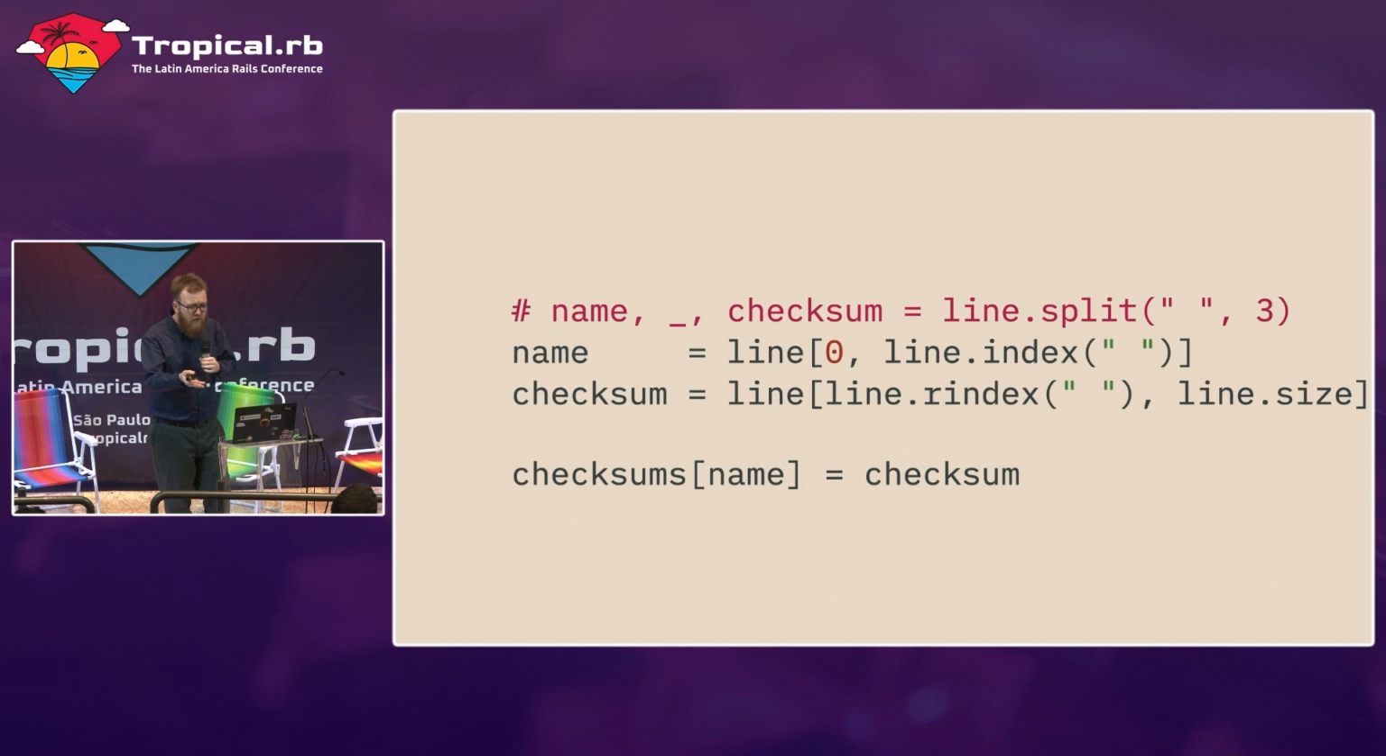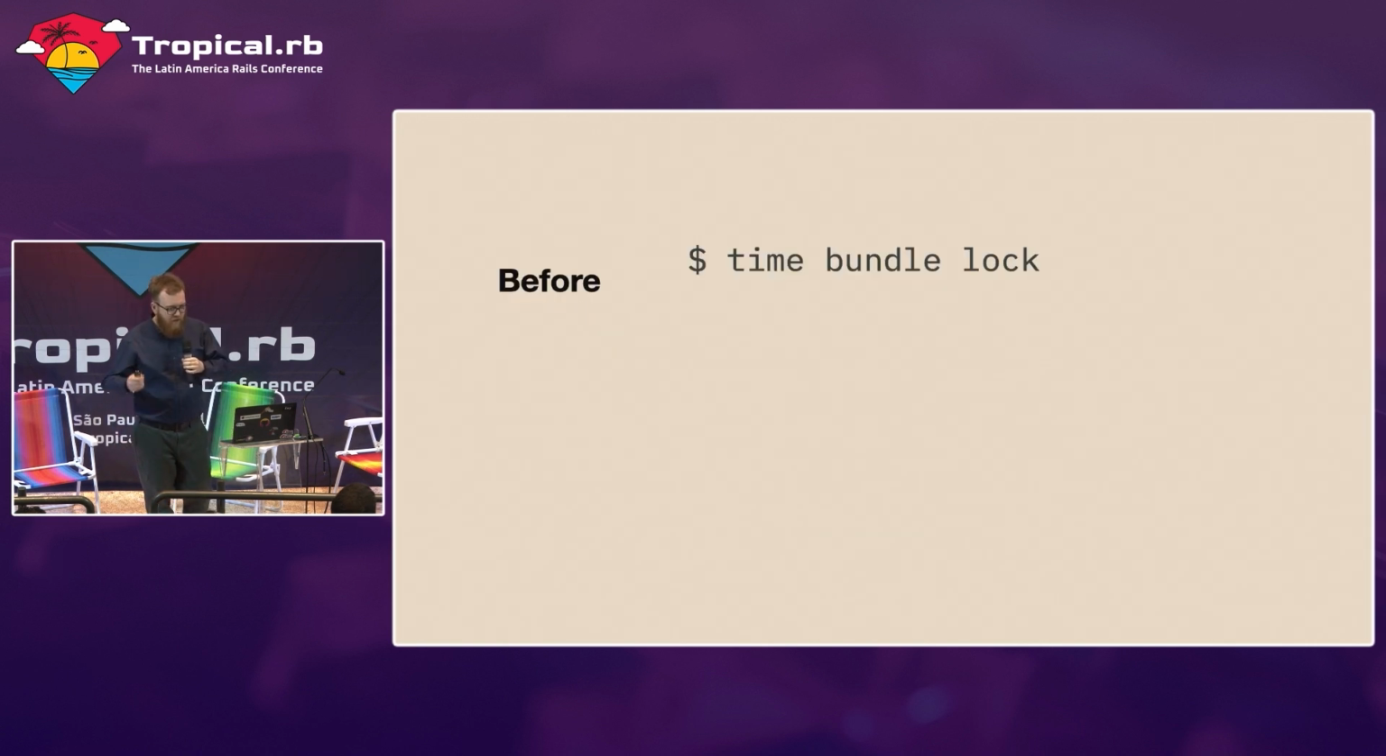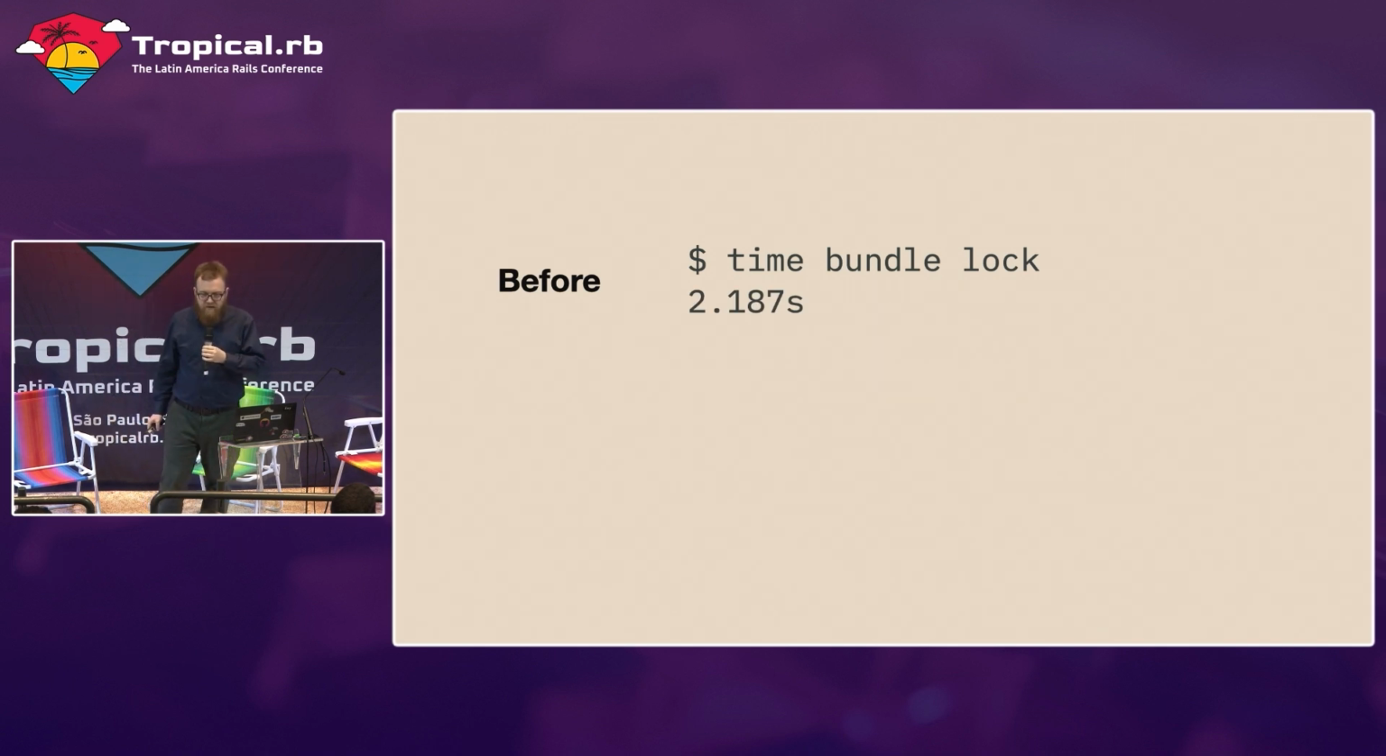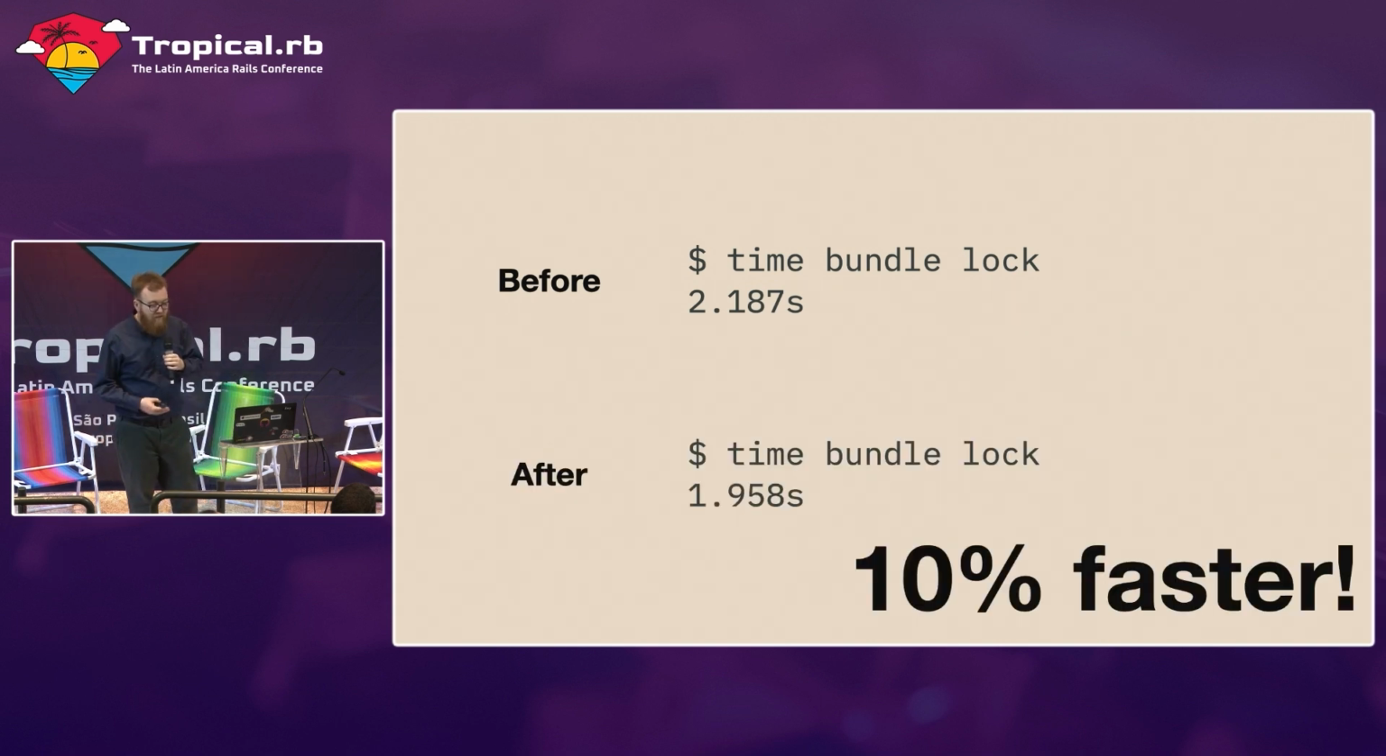And this isn't as pretty, and again, this is why it's very nice to use a profiler. You can write the beautiful Ruby code 99% of the time, and then figure out the cases that you actually care about performance. And so let's see how this does. If we time bundle lock before our changes, it takes 2.1 seconds. And if we time it after, 1.9 seconds, so 10% faster.